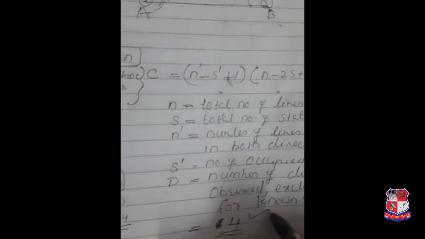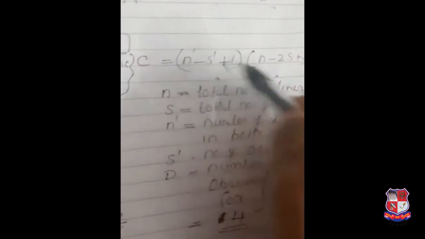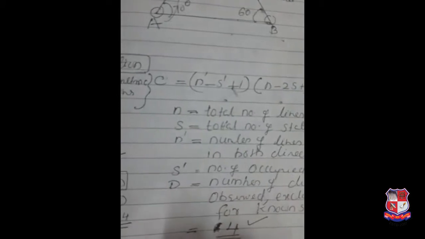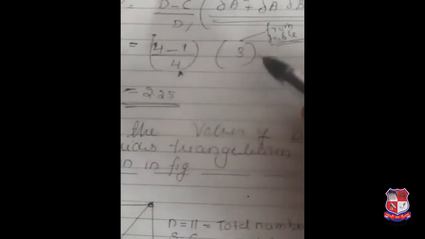For that you have to use one formula for the triangular shape, that is D is equal to 2 into n minus 1. So we are getting the value of D as 4. Put the values in this equation and find out the value of C. C is coming as 1. Now, the strength of figure equation: D we have calculated as 4, C we got as 1, so apply this.